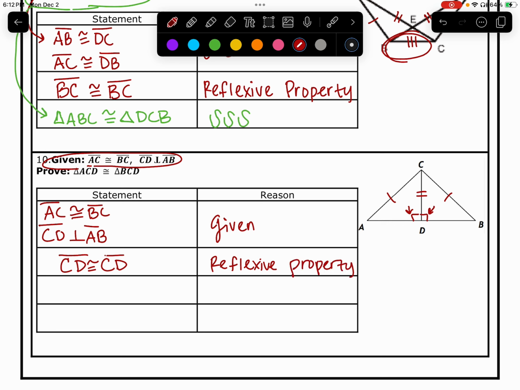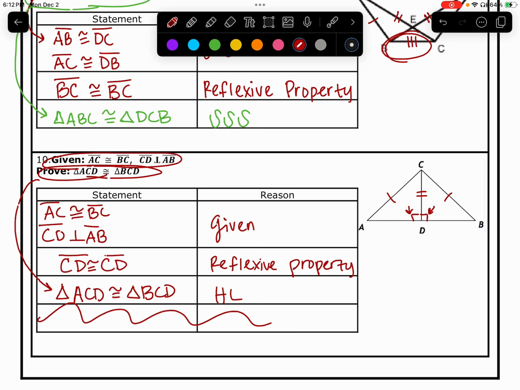And then we can ascertain that these two triangles are congruent. Remember, always end with what you're trying to prove. Triangle ACD is congruent to triangle BCD. And we know this is true because of the hypotenuse leg theorem. We don't need this last bit.